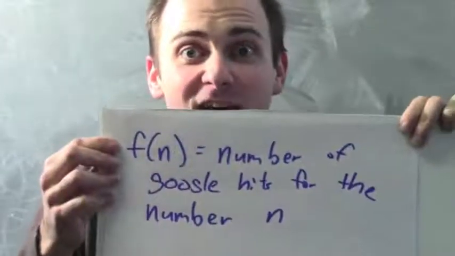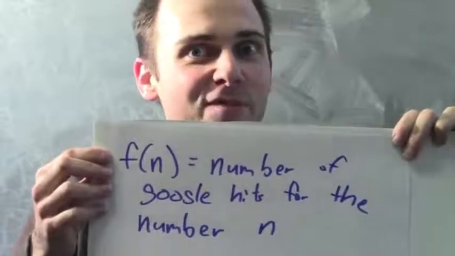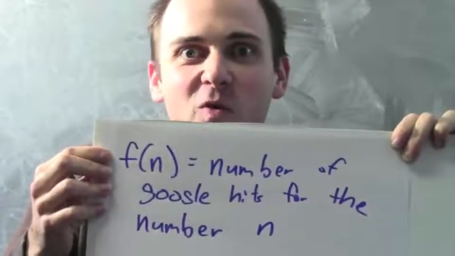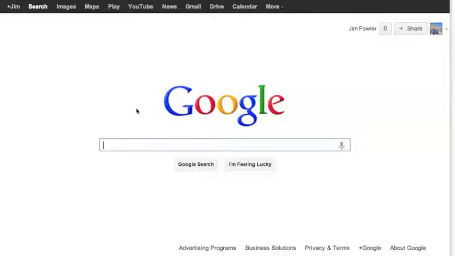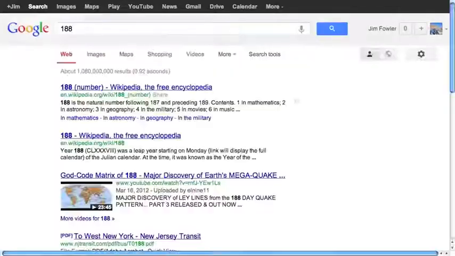And as long as we're searching the internet, here's another example of a real-world function. It's a function I'll call f of n, and I'll define it by the rule f of n equals the number of Google hits when we search for the number n. Let's try it out. Let's figure out some values of this function, like f of 188. So I plug 188 into Google, and I find that there's about 1.08 billion hits. So the function at 188 is about a billion. Right? The input is 188, and the output of this function is the number of Google hits.